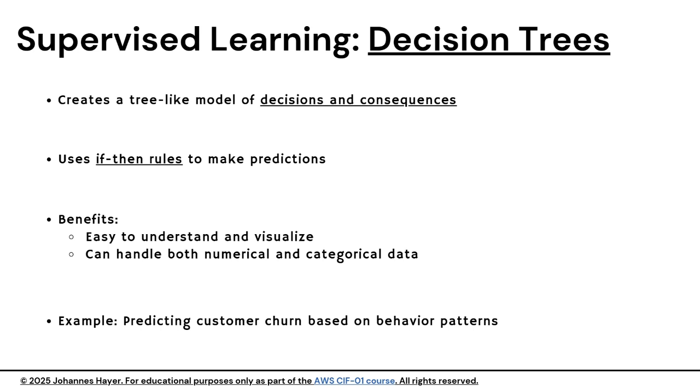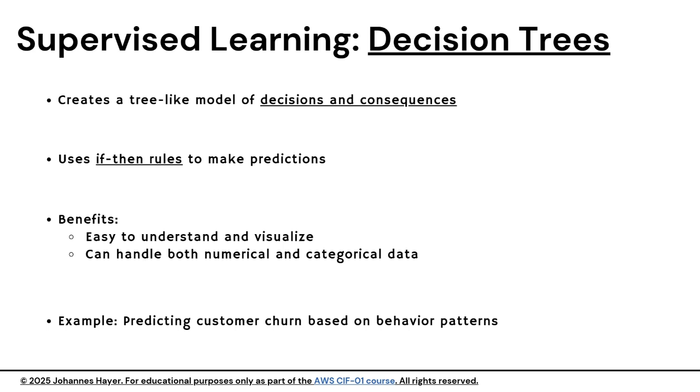Decision trees are perhaps the most intuitive of all machine learning techniques. Imagine playing a game of 20 questions, and that's essentially how a decision tree works. It breaks down complex decisions into a series of simpler binary choices. Let's take an example of predicting customer churn. The decision tree might start by asking, has the customer logged in within the last 30 days? If no, it might predict high churn risk. If yes, it might then ask about their average decision time, and so on.